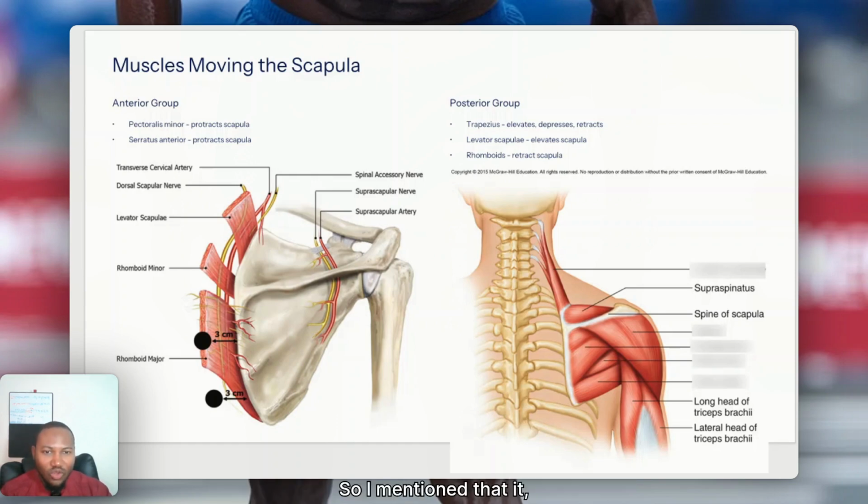All right? So I mentioned that it elevates the scapula. Most importantly, it flexes the neck laterally if the scapula is what? Fixed. But if the scapula is not fixed, then it will elevate the scapula. So remember this information about the levator scapulae. It's something that they want to test you on.